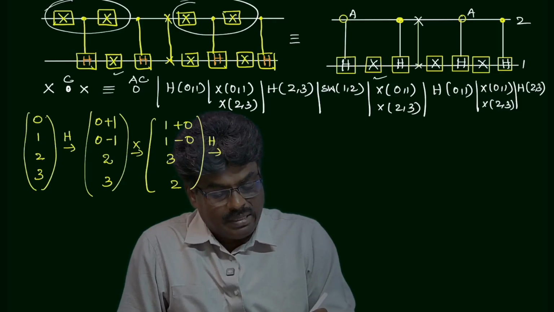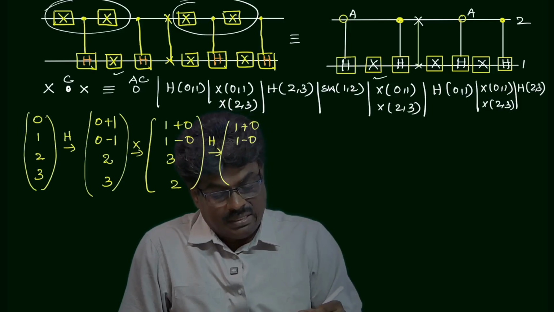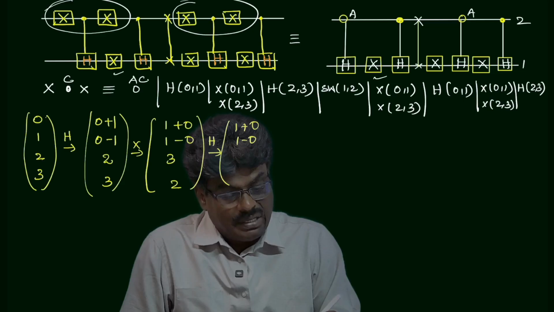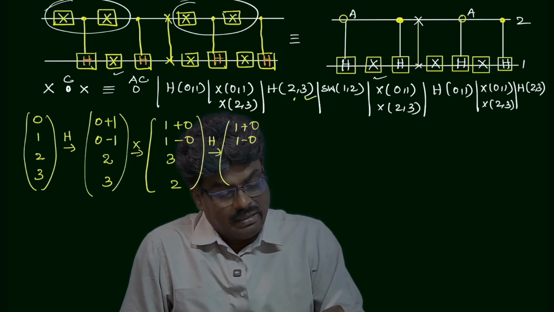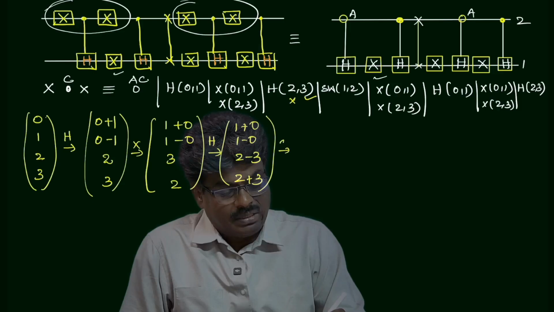Next head mod is there, 1 plus 0 as it is, 1 minus 0 as it is, 3. 3 is a linear combination but is on state, so that's why 2 minus 3. 2 is off, 2 plus 3. Next swap gate.